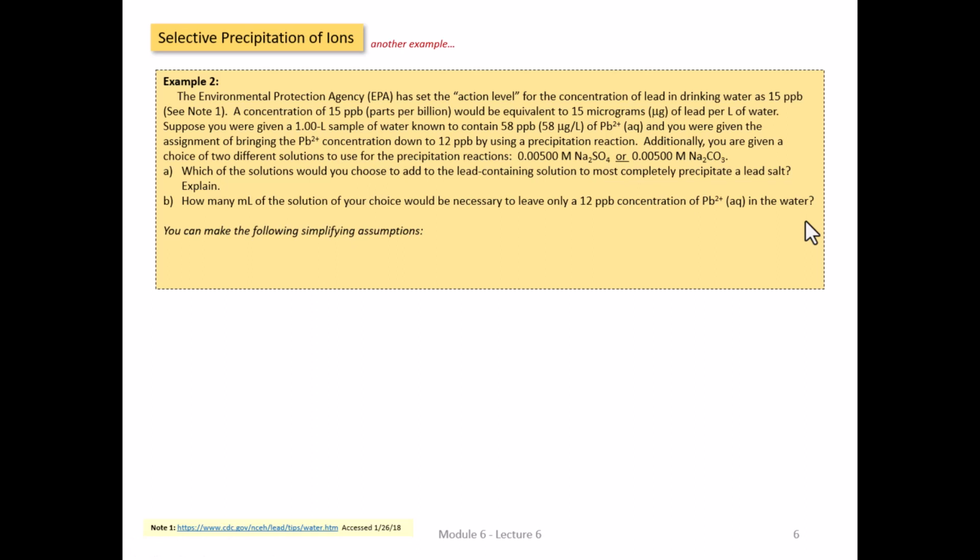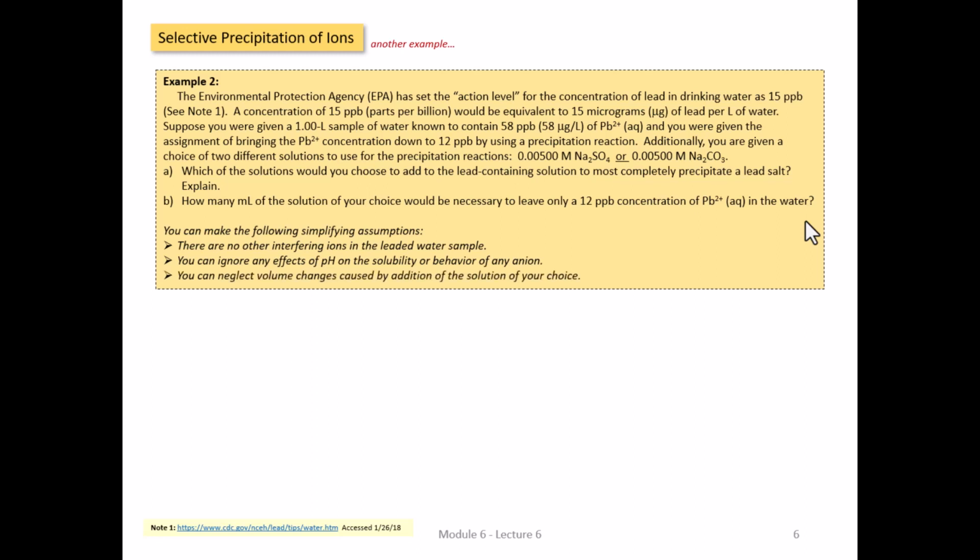Now you can make the following simplifying assumptions. One would be there are no other interfering ions in the leaded water sample, which in the real world would be a real concern. You can ignore any effects of pH on the solubility or behavior of any anion, and you can neglect volume changes caused by addition of the solution that you choose.